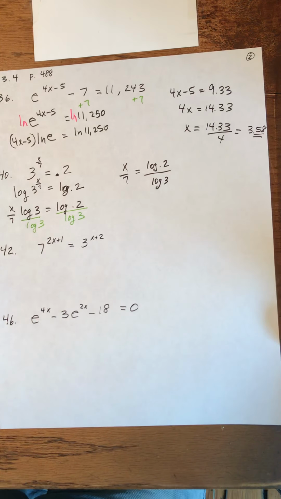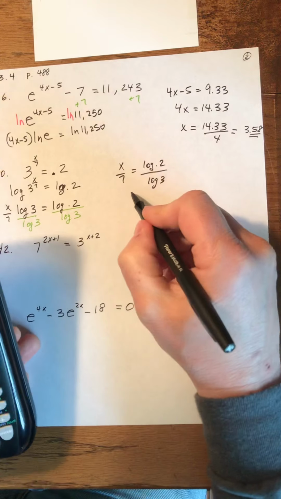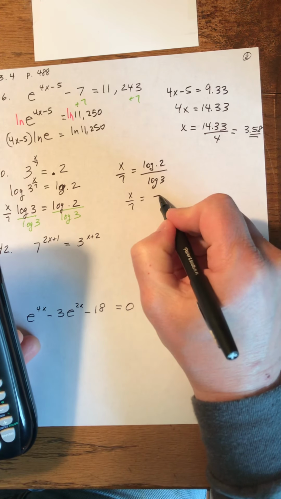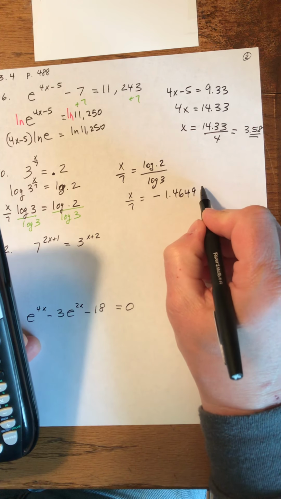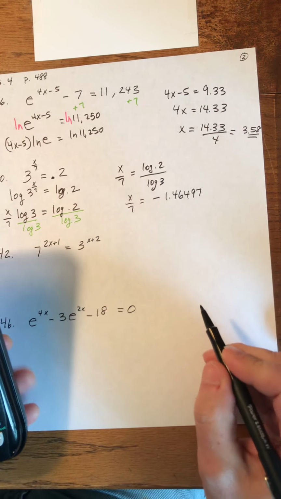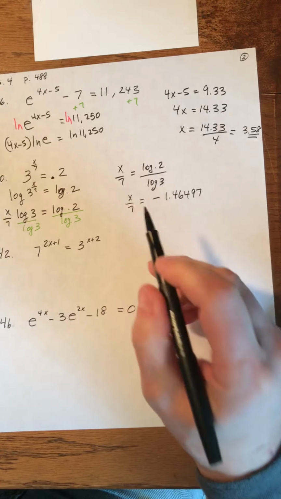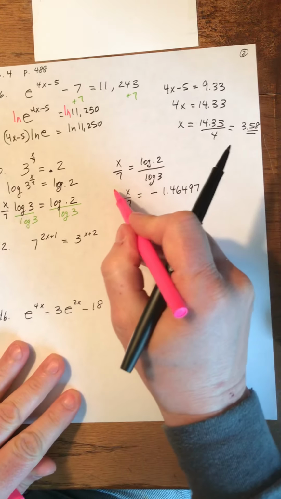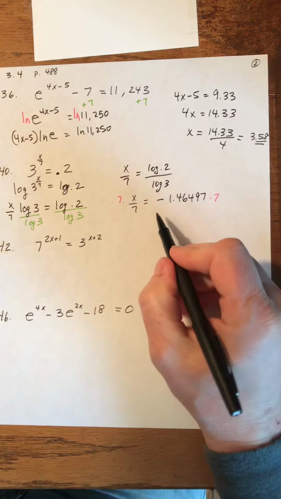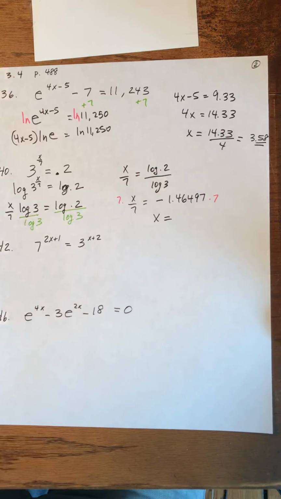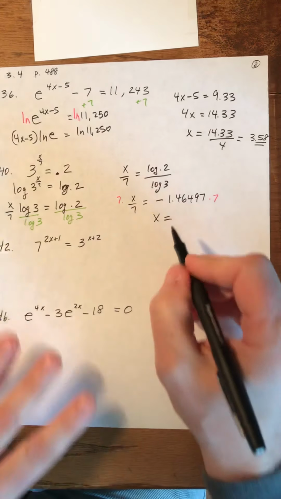Let's go to our calculator. We're going to go log of 0.2 divided by log of 3, and we're going to get negative x over 7 equals a negative 1.46. I'm going to use a bunch of decimal places so that there's little error in my problem. Now to get the next part, since x is being divided by a 7, we're going to multiply both sides by 7. So all I have to do is take that number in my calculator and multiply it by 7 to get my answer, and I'm going to get negative 10.25.